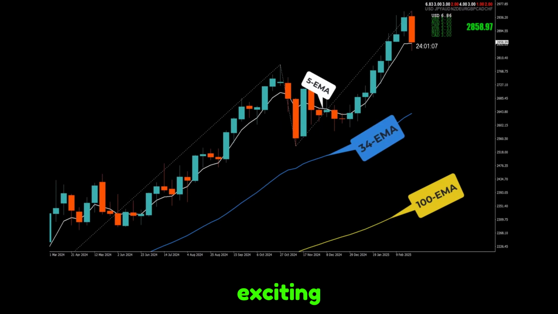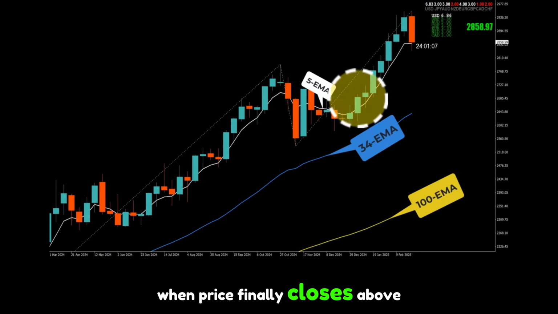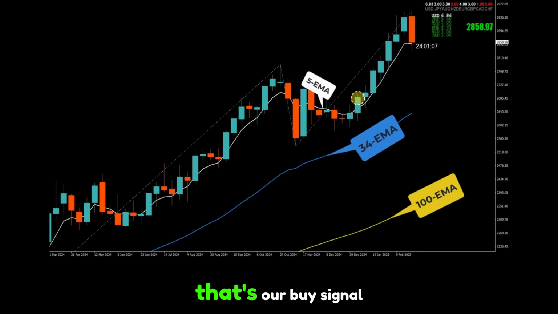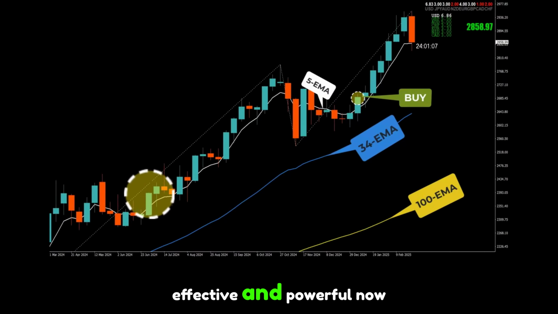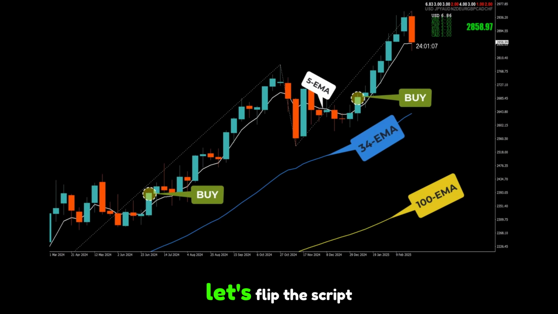But here's where things get exciting. When price finally closes above the 5-period EMA, that's our buy signal. That's the moment traders look for, and as soon as the next candle opens, that's our entry point for a buy trade. Simple, effective, and powerful. Now, let's split the script and look at the opposite scenario.